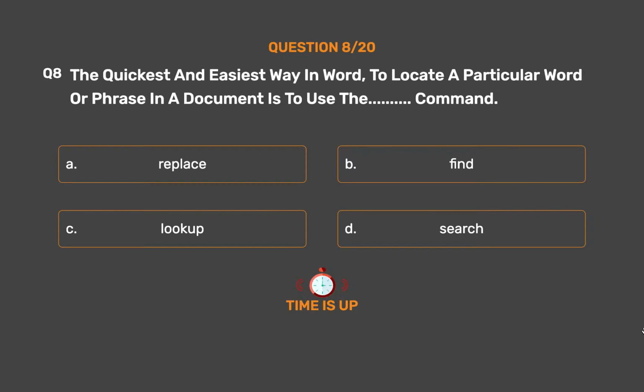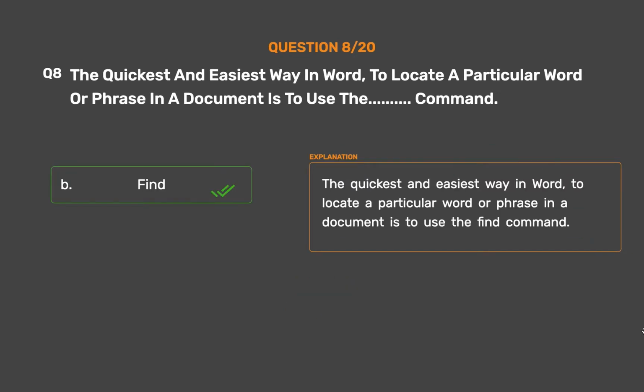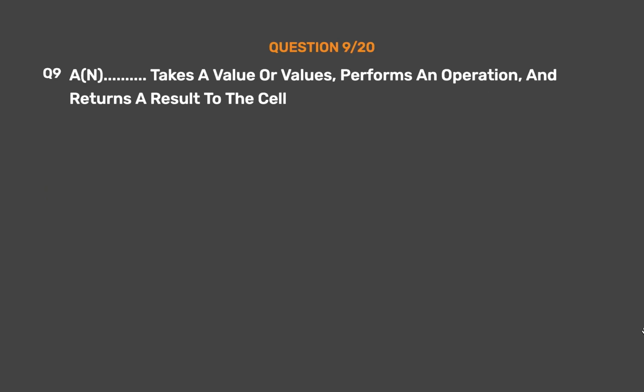The correct answer is option B. Find. The quickest and easiest way in Word to locate a particular word or phrase in a document is to use the find command.